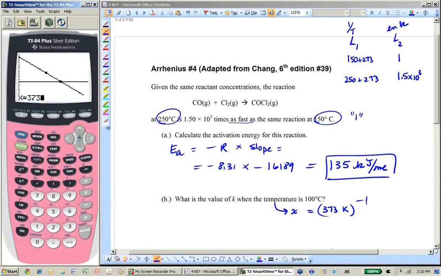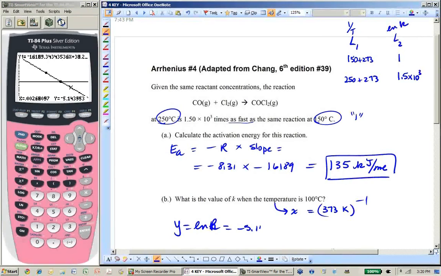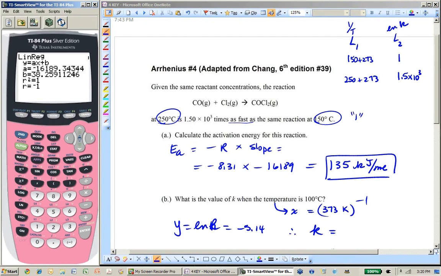Don't forget to take the reciprocal. There we go. So y equals ln of k, baby k, equals negative 5.14, but remember it's stored. Therefore, k equals second ln. Get that y value by going alpha 1.